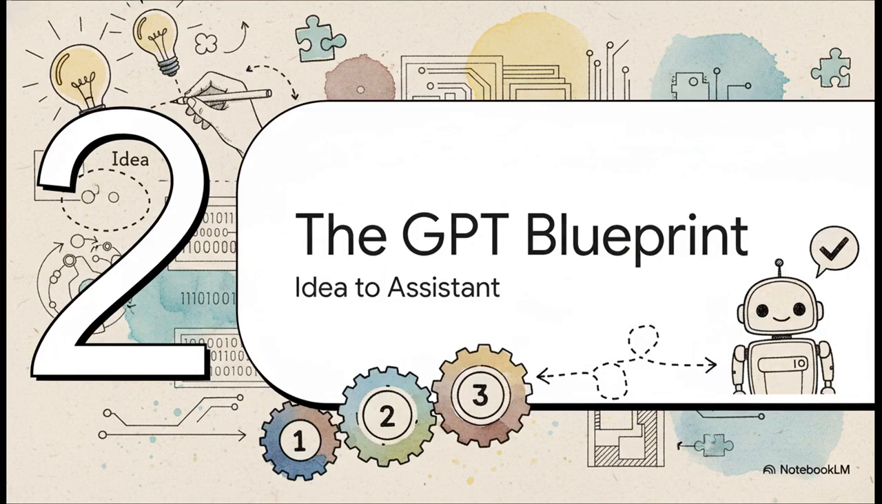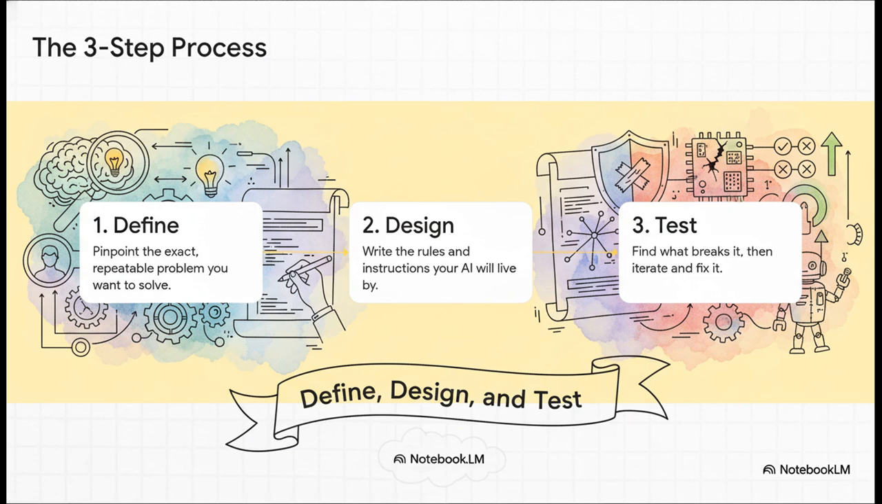So how do you actually build one of these things? I know it might sound complicated, but honestly, it all boils down to a super simple 3-step blueprint. That's it. It's as simple as this. First, you define its purpose. Then, you design its rules. And finally, you test it like crazy to make it strong. Define, design, and test. That's the whole framework right there.